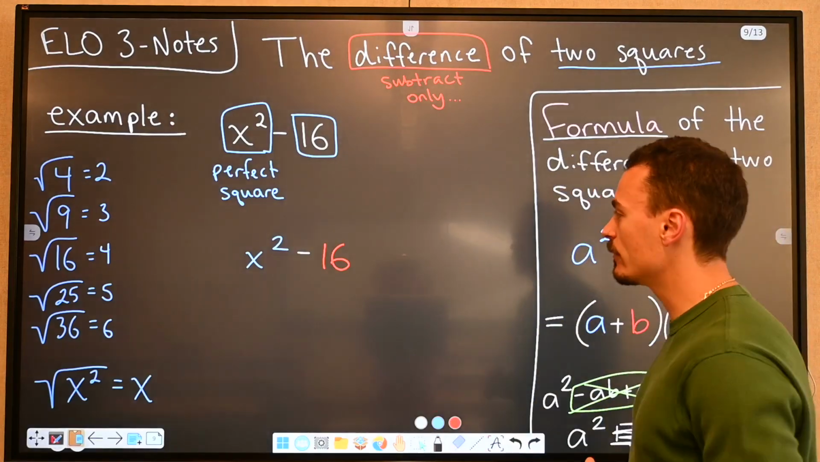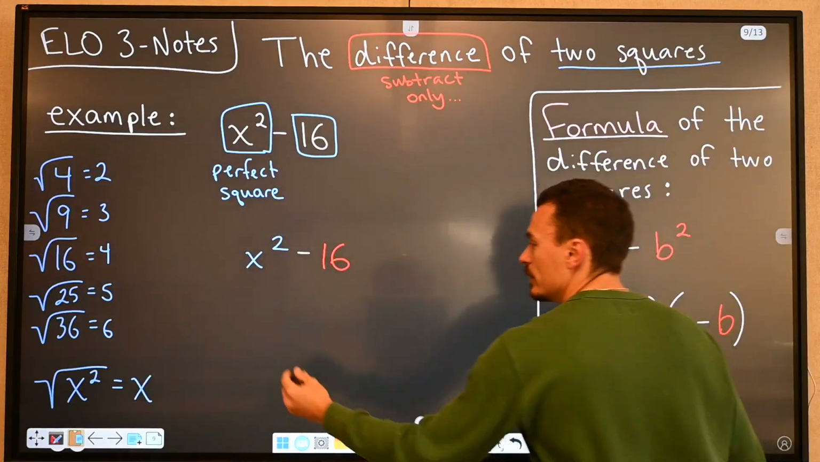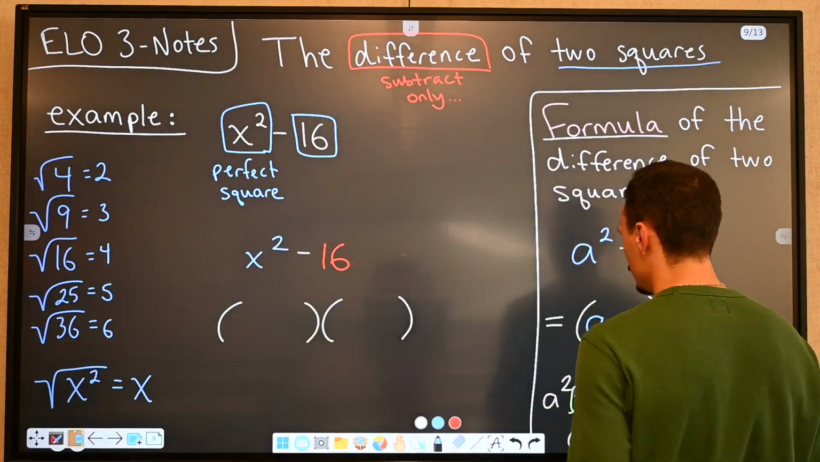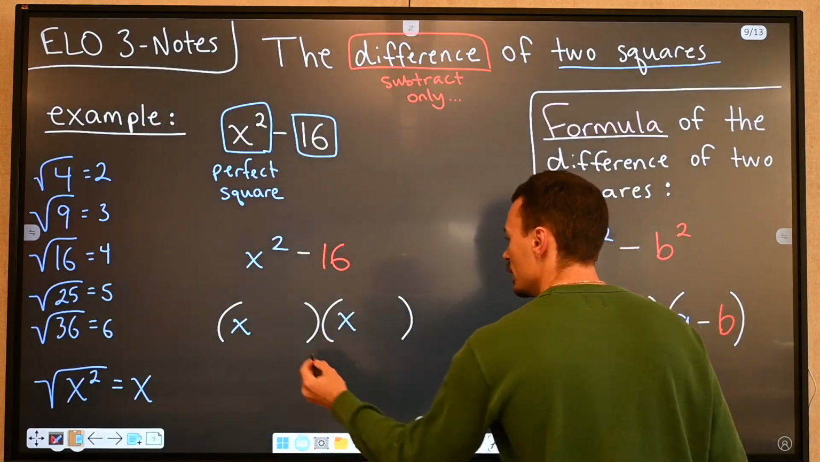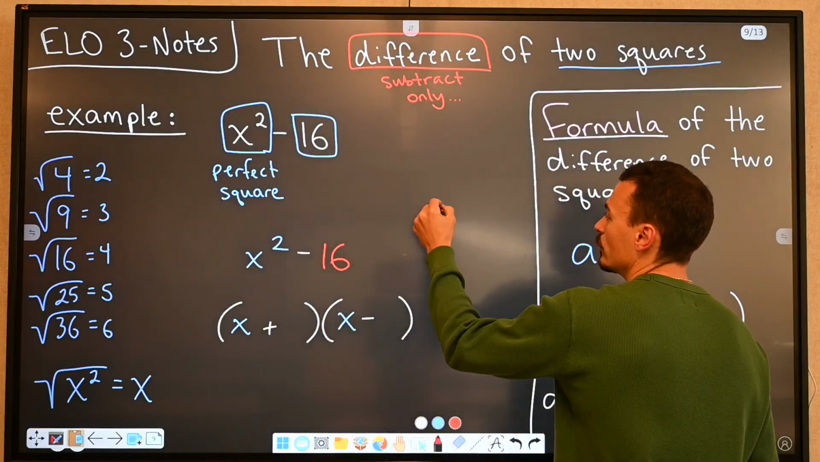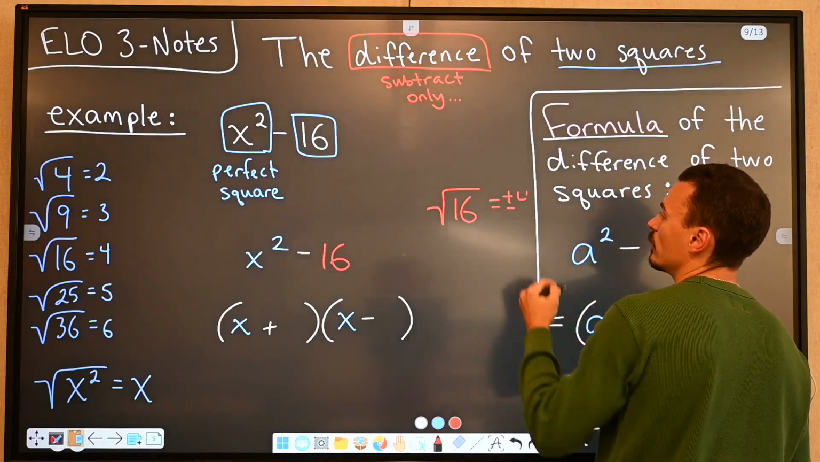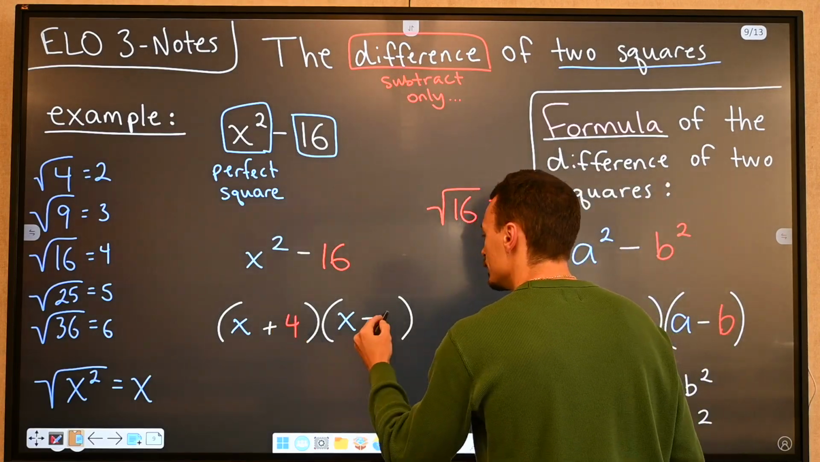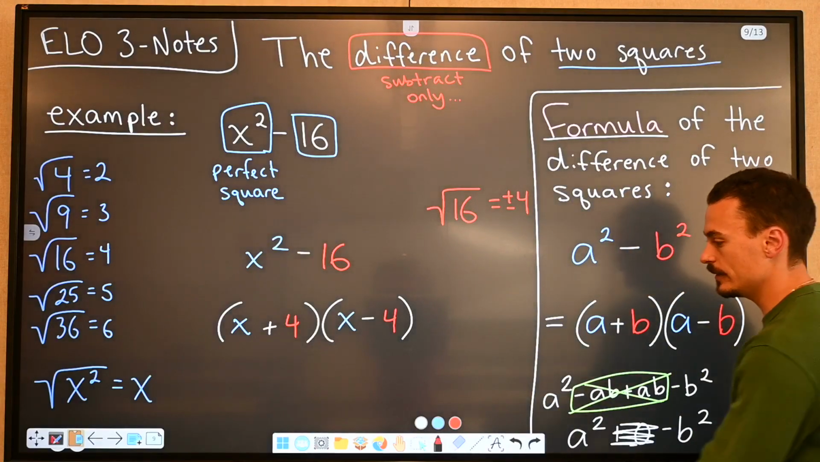Okay, so let's use our formula for this one. A squared minus b squared, make our parentheses. So x plus minus, and then the square root of 16 is equal to plus or minus 4, which is why we have a plus and a minus. Okay, and this is our answer.